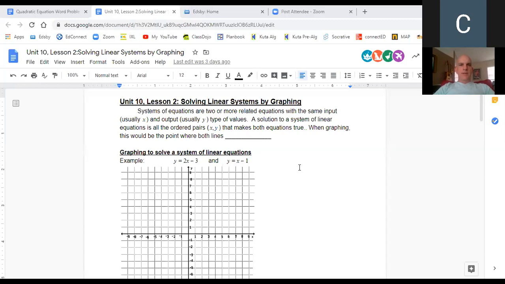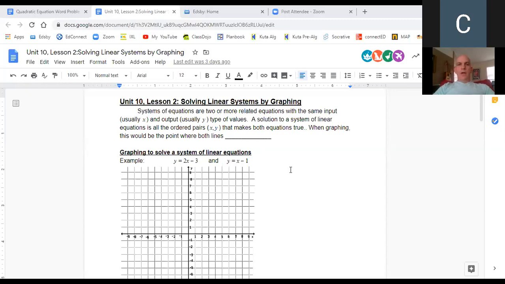So we are looking at this set of notes. This top part looks pretty much the same as our first set of notes, except I've added one additional line about graphing to solve systems. On Monday we looked at how to check a solution, and now we're going to get into how to find a solution.